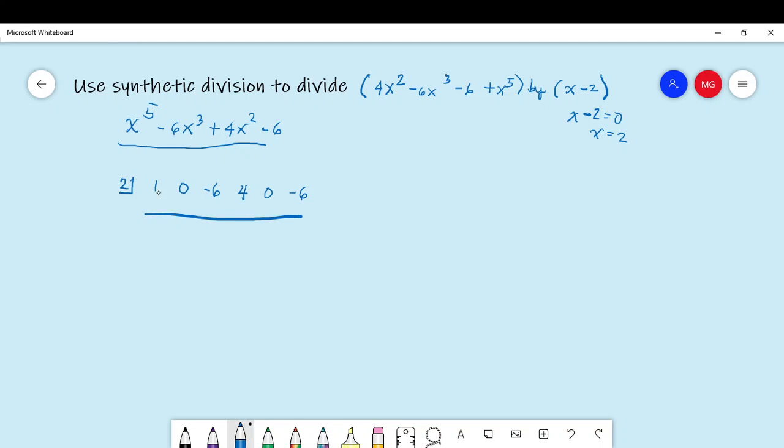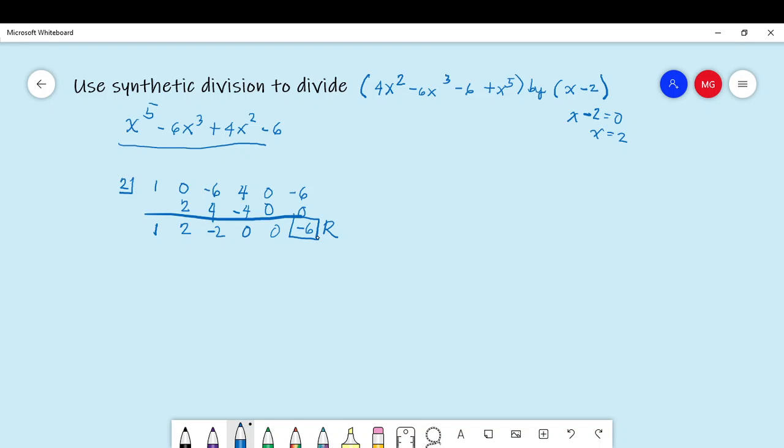Okay, so first, bring down the leading coefficient, 1. Multiply, it's 2. Add, 2. Multiply, 4. Add, negative 2. Multiply, negative 4. Add, 0. Multiply, it is 0. You add 0, multiply 0. Then we add, it's negative 6. What is this negative 6? So negative 6 is the remainder.